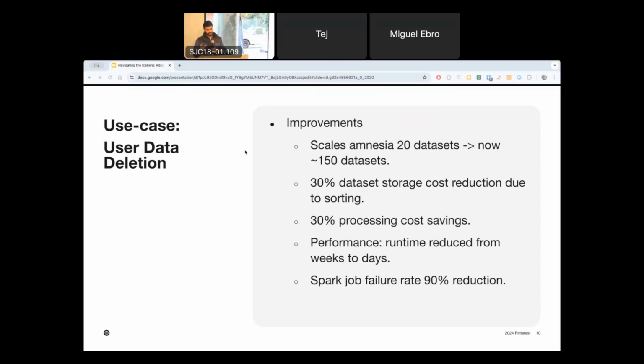One of the key things that we did here was we made sure that all the data is sorted and bucketed by the user ID on which we want to do the deletions. And we had to make some nuanced optimizations. For example, if we are running a delete operation, we don't want to sort the data again.